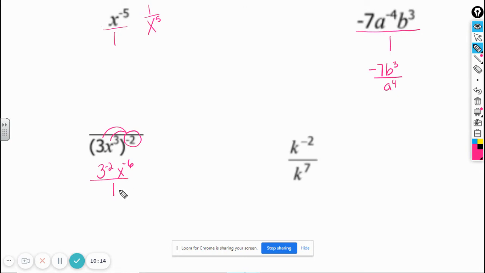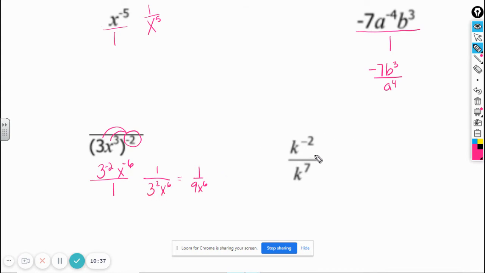Remember, those are in the top. To get rid of the negativity, what do I do? I move them to the bottom. Then, if you can simplify a number that has an exponent, you should do that. So this is not a good way to leave the problem. You should say 1 over 9 x to the 6. There's nothing you can simplify when you don't know what the variable is equal to, but you can when it's a number.